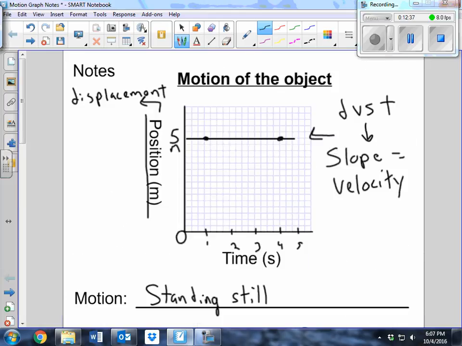Secondly, flip back to the front of the page. So we talked about acceleration. Well, I'm going to show you this mathematically later because I've run out of time. But acceleration on a displacement time graph looks like this.